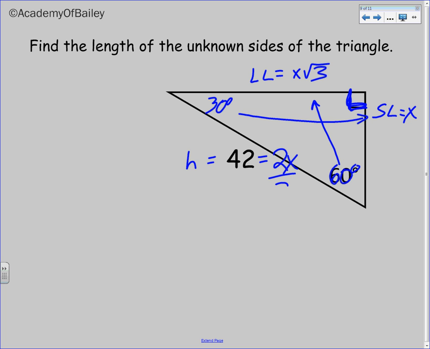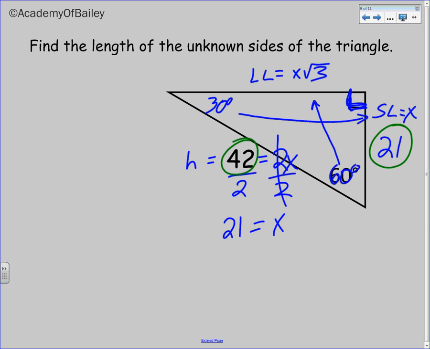So let's solve for x. X equals 21. So short leg is 21. Longer leg must be 21 times the square root of 3. There you go.